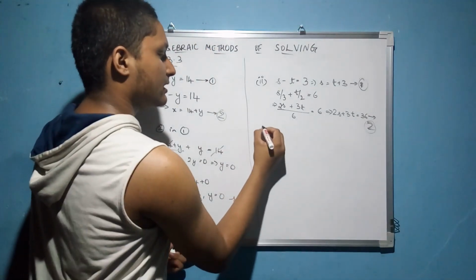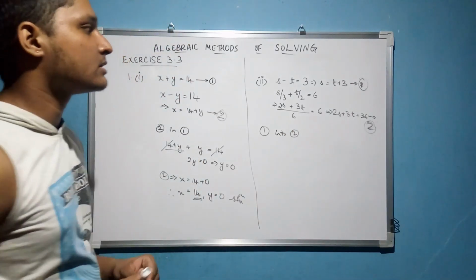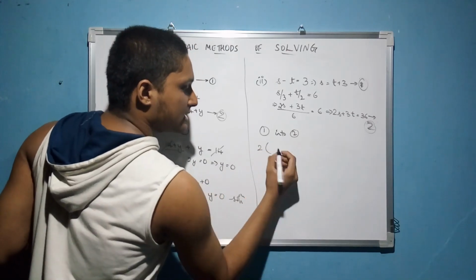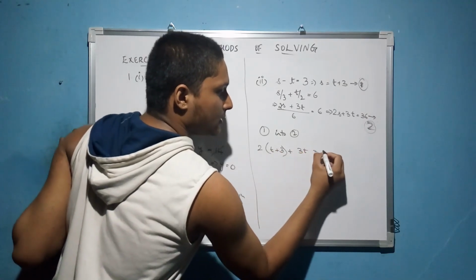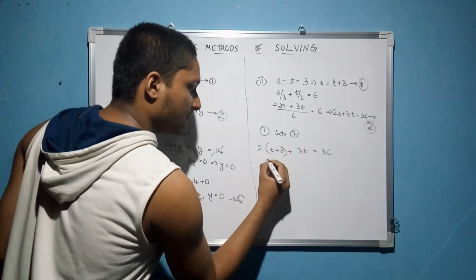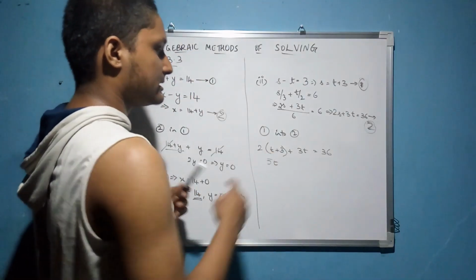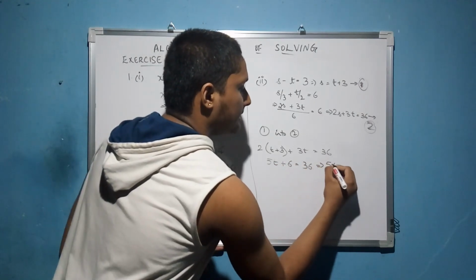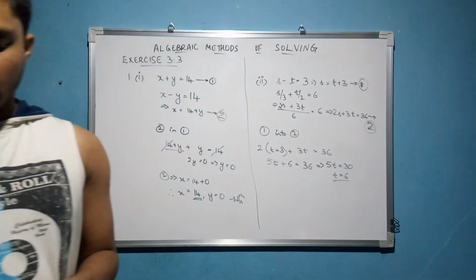Now substituting the first equation into the second equation, what am I going to get here? In place of s I should write t plus 3, so 2 times (t plus 3) plus 3t is equal to 36. What I am going to get here is 2t plus 3t, that is 5t, and then 2 into 3, that is 6. So 5t plus 6 is equal to 36, or 5t is equal to 30. t is equal to 6 is what you are going to get here.